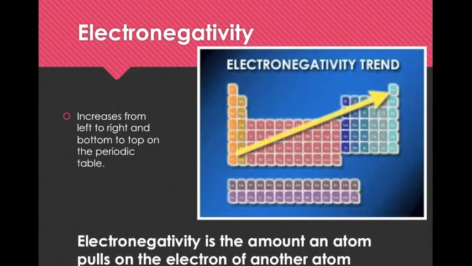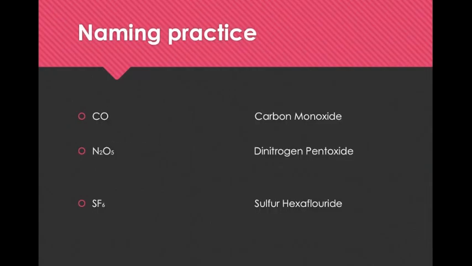Electronegativity is the amount an atom pulls on the electrons of another atom, and in naming covalent compounds, we want to always name the less electronegative element first, unless we come across an exception. Electronegativity always increases from left to right and bottom to top on the periodic table, with fluorine being the most electronegative element. Now we're going to practice naming some covalent compounds.